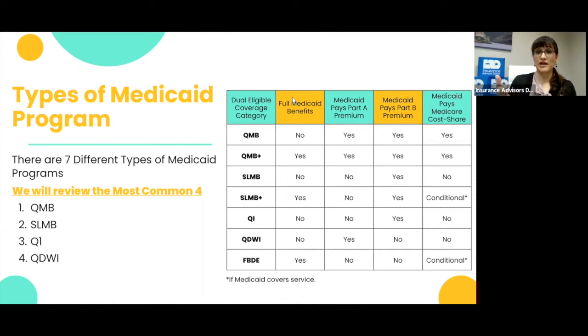And so this chart will kind of tell you exactly, is it helping their Part A premium? Is it helping their Part B premium, right? What is that cost share? Do they have that help, that assistance as well? If you need to know a little bit more about those columns and more explanation, please let me know or send me an email. So hopefully you have no questions at this point, but it's kind of going through these different terminologies, right?